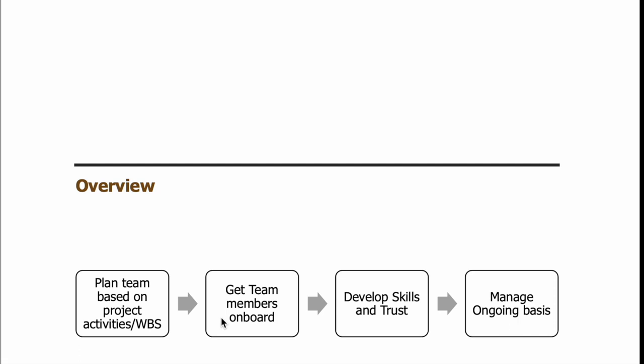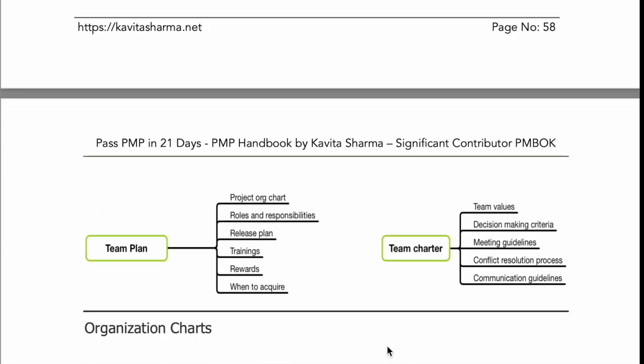We also discussed about team. What is team? How do I define my team? Based on the work which I'm going to do, which is defined in the WBS, I get team members on board. Once I have people on board, these people come from different backgrounds, different belief systems. We work as a unit, we develop trust. The project manager ensures that there is trust in the team, the team is skilled enough to work, and we manage them on an ongoing basis.